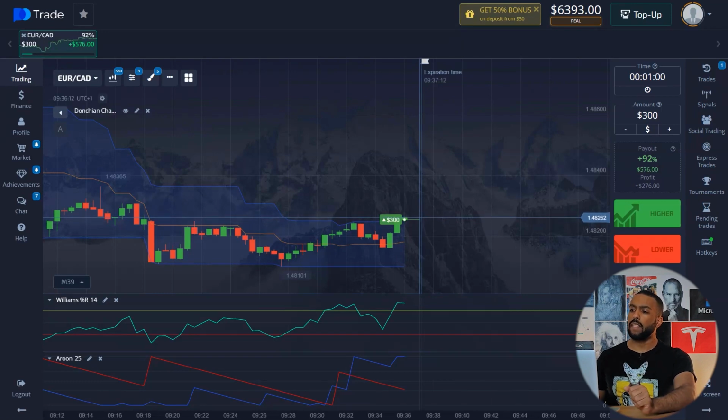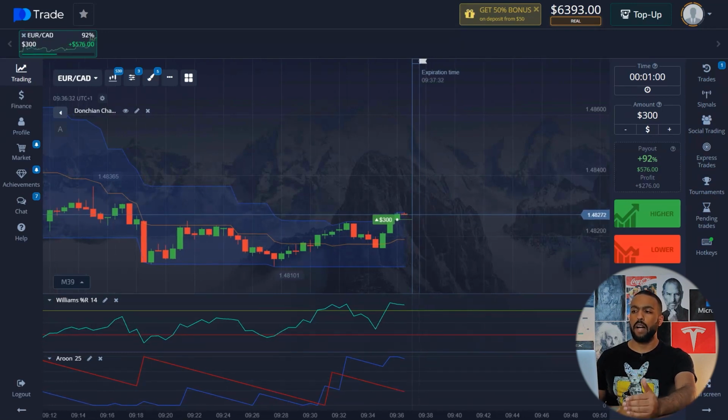The Williams line is in the overbought zone near the highest point, and it turns out that it can no longer grow higher. So Williams will not be able to show a signal about a further increase in price, but at the same time, the indicator can show a signal about a possible decline in price, but it's not showing that at the moment.